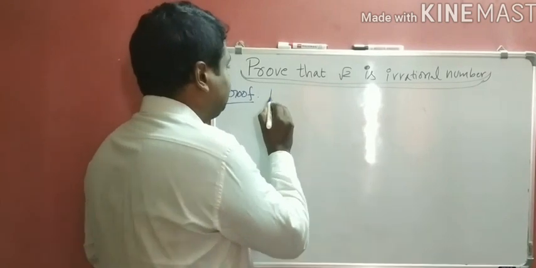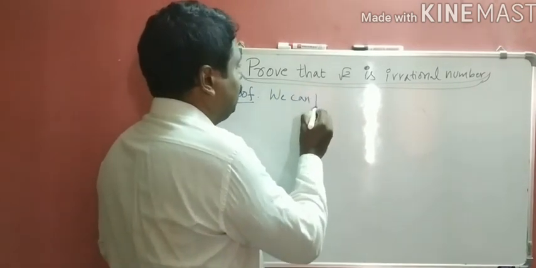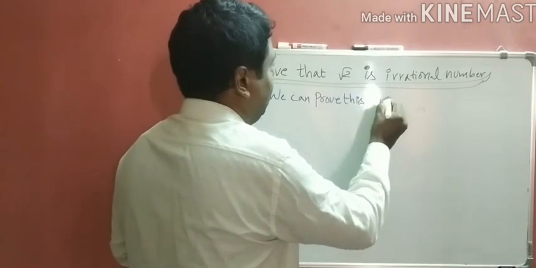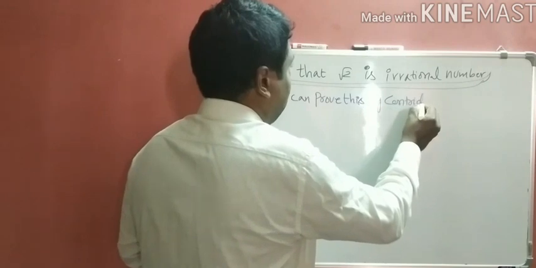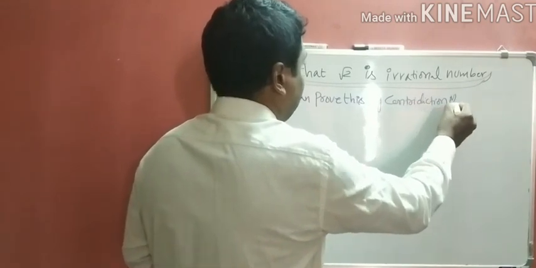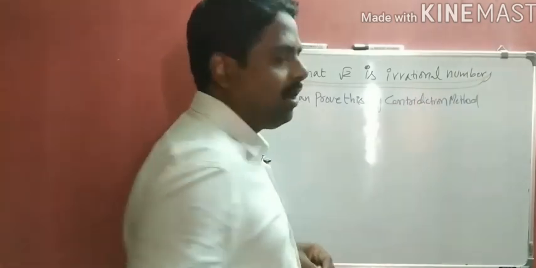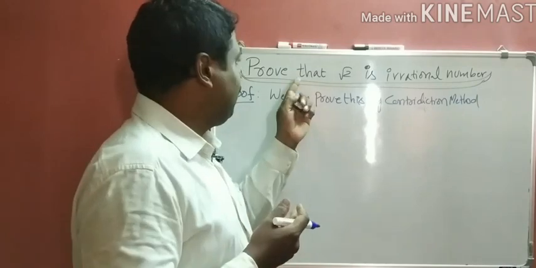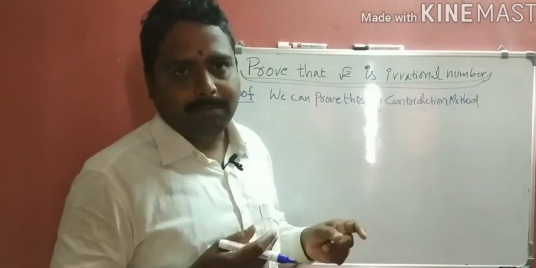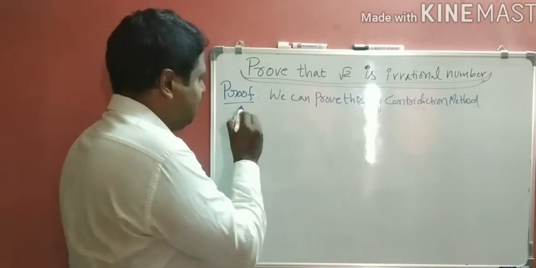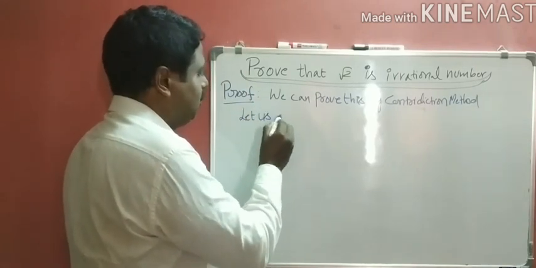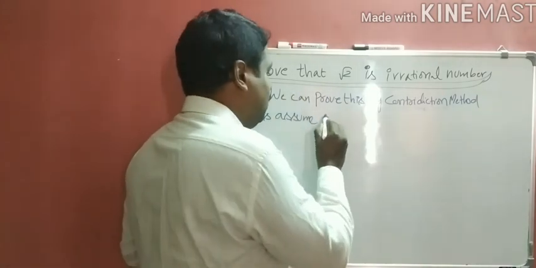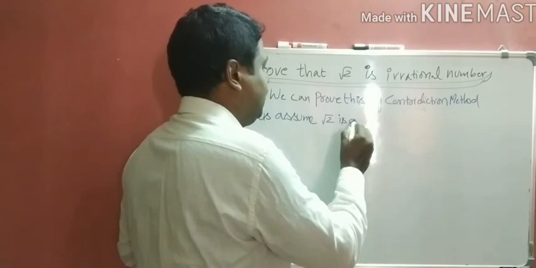So first you write, we can prove this by contradiction method. What is the way of the contradiction method? We can go in the opposite way. Opposite way means here what we have to prove is that root 2 is an irrational number. We go in the opposite way, that is, let us assume, this is our assumption, there is no proof for this assumption. Let us assume root 2 is a rational number.